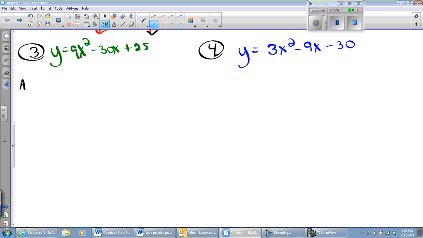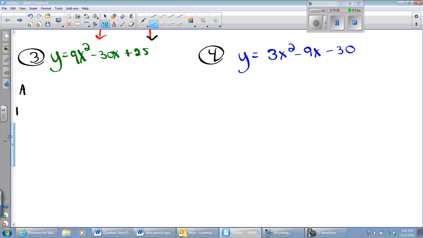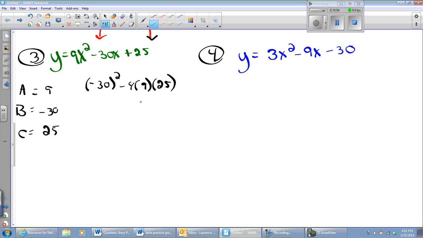Okay, so this one here, got to identify A, B, C: easy as 9, negative 30, 25. Go find the discriminant. All right, negative 30 squared minus 4AC. I'm thinking that this is 900. 4 quarters is $1 times 9, 900, right? 900 pennies. Okay, that'll be 900. Looks like my discriminant is 0.